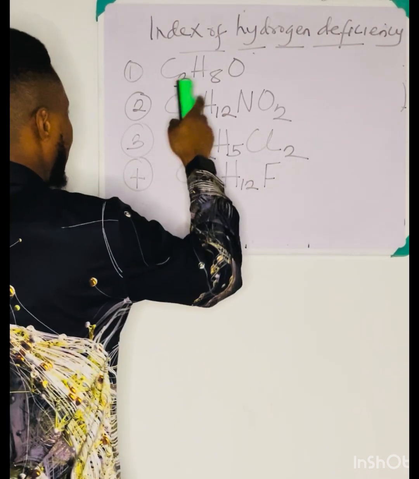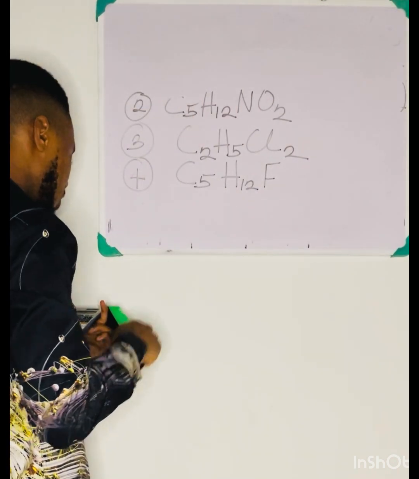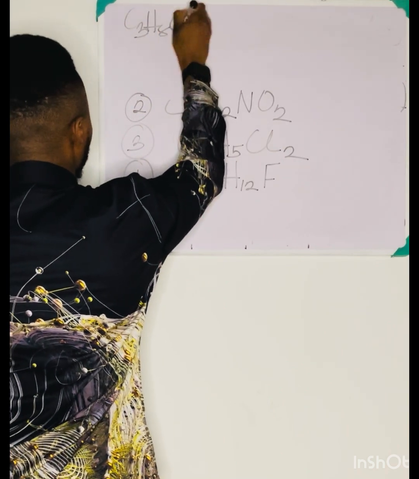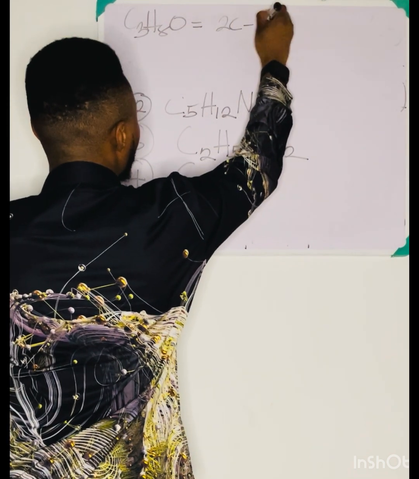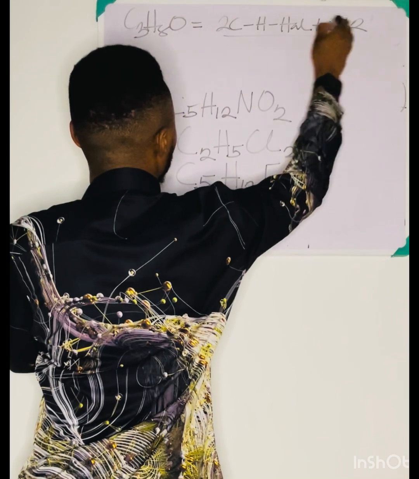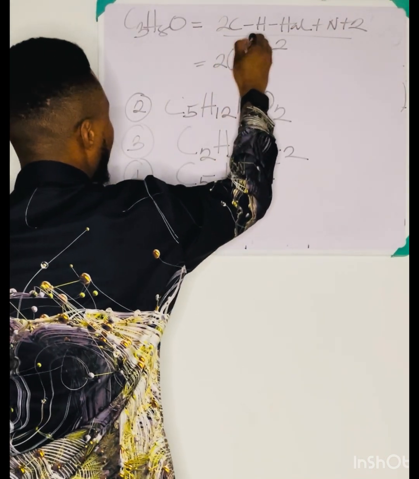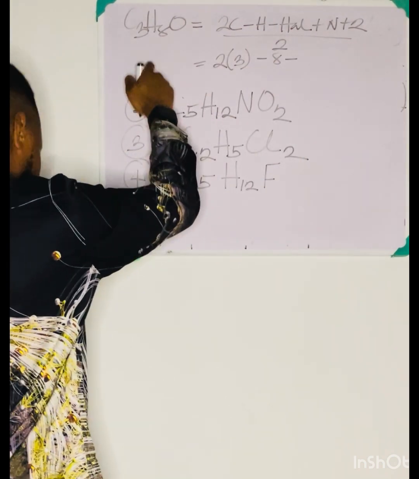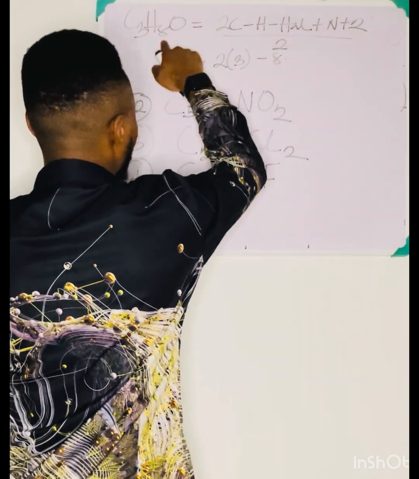Now let us first of all start with C3H8O. So remember, the formula is 2C minus H minus HAL plus N plus 2, all divided by 2. Now 2C will be 2 times 3, minus H. Hydrogen here is 8, minus HAL. There is no halogen here, so we skip that. There's no nitrogen here, we skip that.